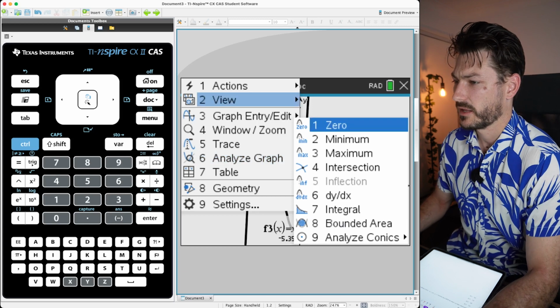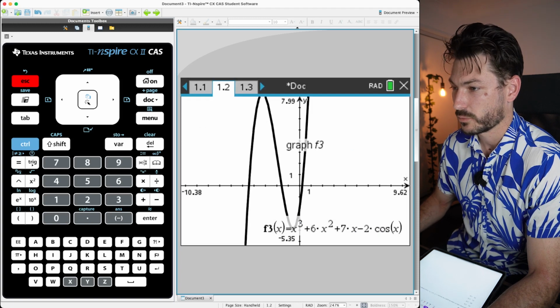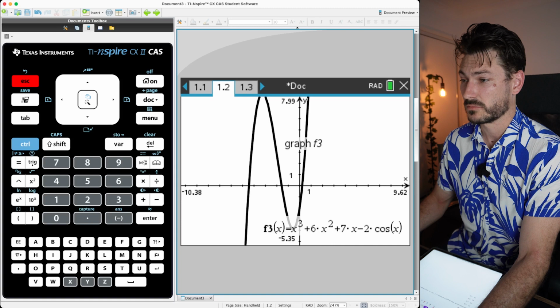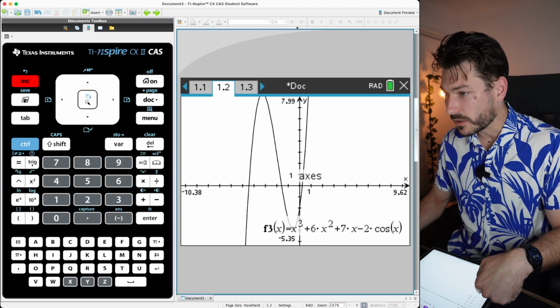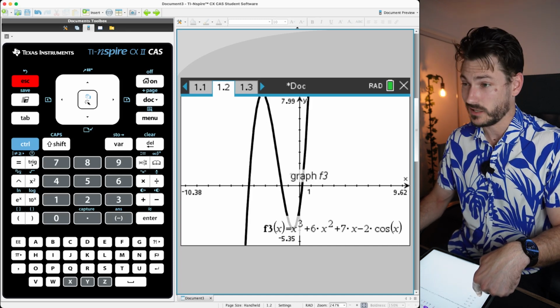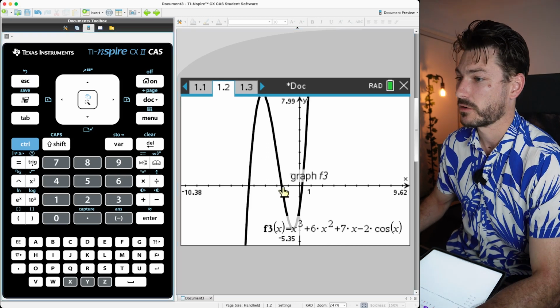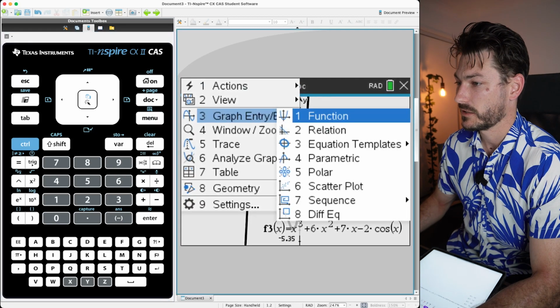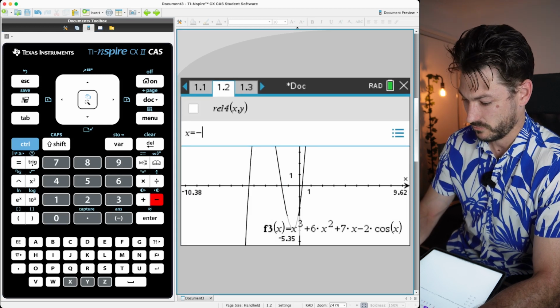Okay, I'm going to go ahead then and just look in here and just try and find where it is approximately changing concavity. I'm looking at my answers. What have I got here? -1, -2. So it's a bit before -2, which appears to be D, -1.89. Let's just graph that. So I'll go menu, graph entry edit relation. I'm going to go x equals negative 1.89.